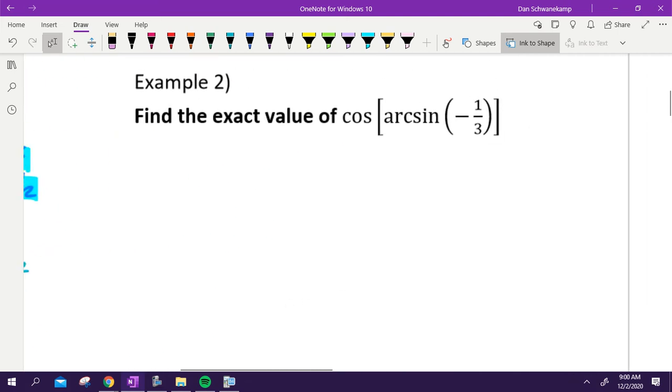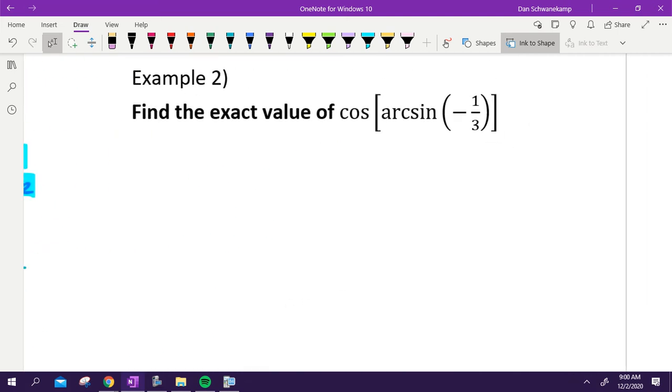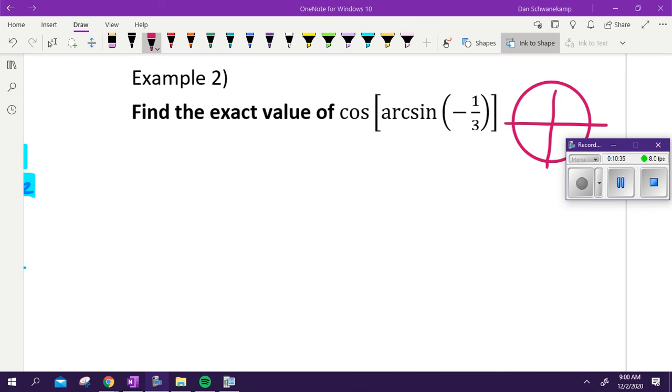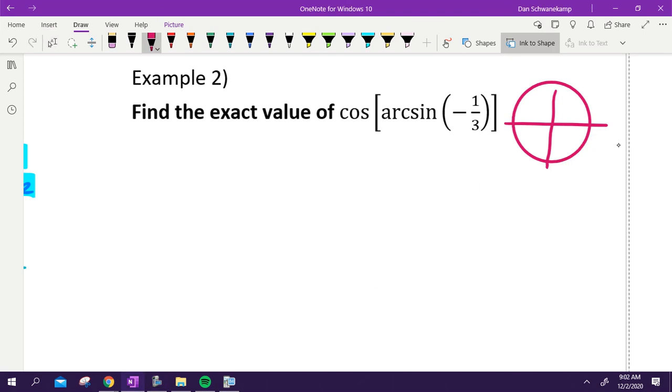Okay, try the next one. Find the exact value of cosine of arcsine of -1/3. Think about it. Think about quadrants here. See what you can do. You and your neighbor. Go. Let's go. We're looking at this thing. Find the exact value of cosine of arcsine of -1/3.